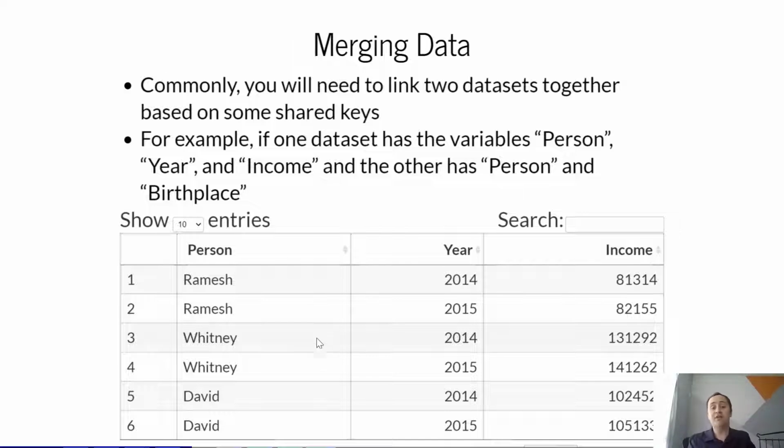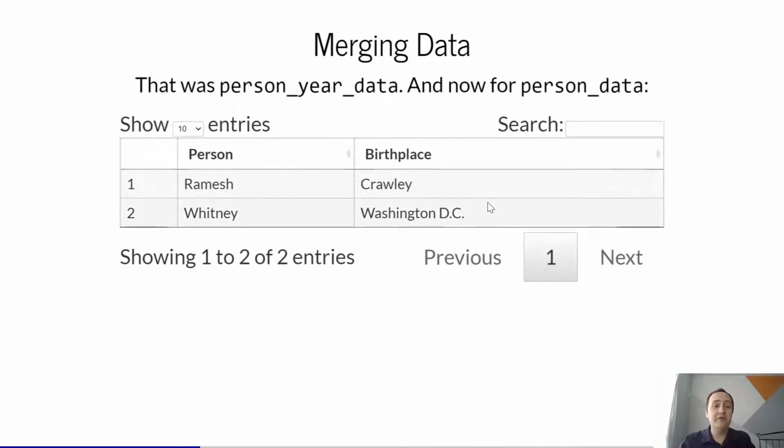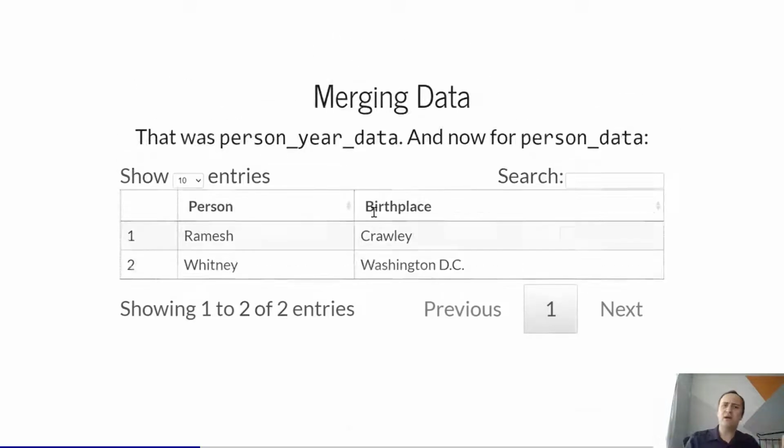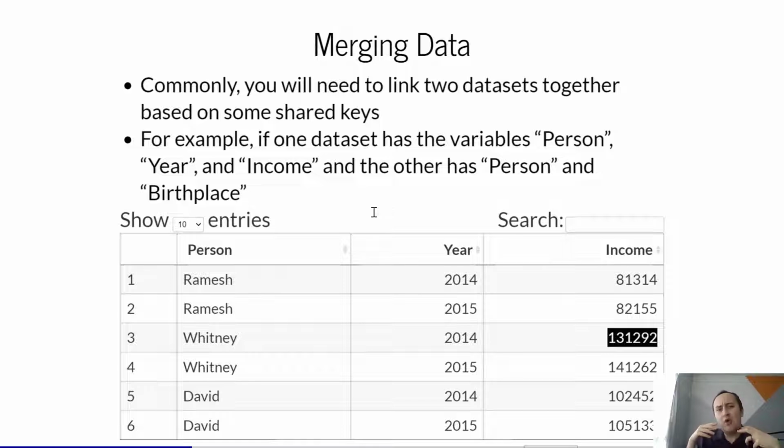So here we have the person year data. We have Ramesh in 2014 earned 81,000. Ramesh in 2015 earned 82,000. Whitney in 2014 earned 131,000, and so on. Right? We also have this birthplace data. We see that Ramesh was born in Crawley and Whitney was born in Washington, D.C. So we have these two data sets, and let's say that I want to see how income varies based on your birthplace. Well, I'd need to get birthplace and income into the same data set, and how can I do that?